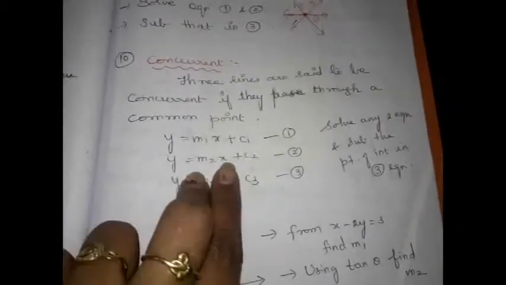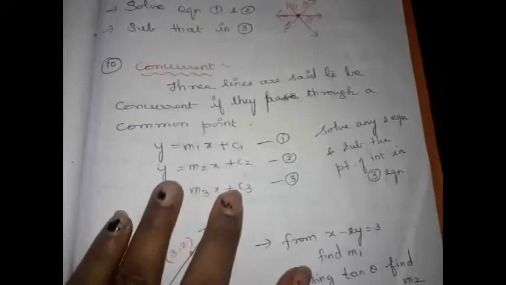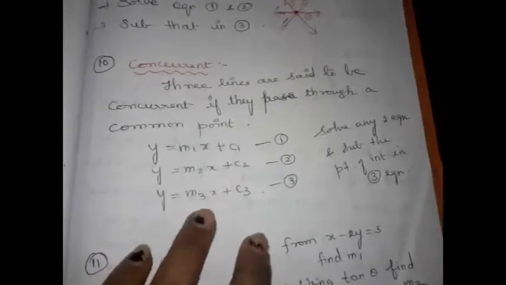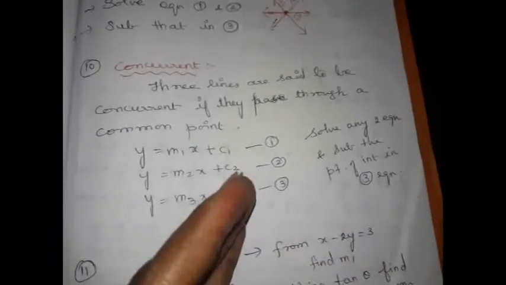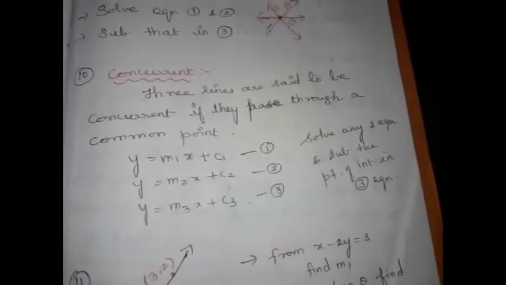Right? Now our next question is, if 3 lines whose equations are y equal to m1x plus c1, y equal to m2x plus c2, y equal to m3x plus c3 are concurrent, which means all these 3 lines have a common point of intersection, then show that m1 into (c2 minus c3) plus m2 into (c3 minus c1) plus m3 into (c1 minus c2) is equal to 0. They asked you to show this.